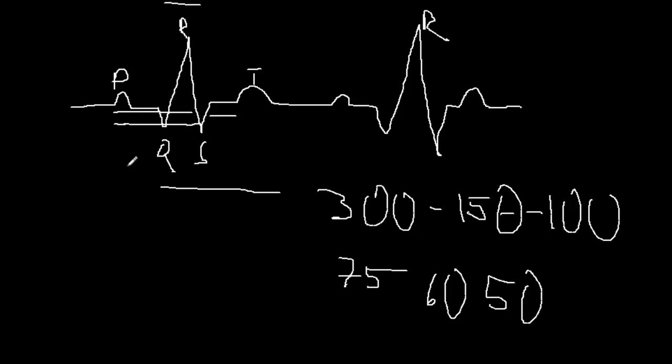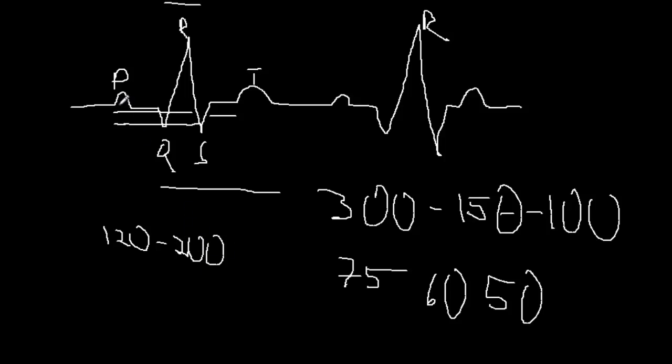So this PR interval should be between 120 and 200 milliseconds, so about 3 to 5 boxes long. If it's greater than 200, by definition, you do have first degree heart block. And 200 is equal to 1 big box.